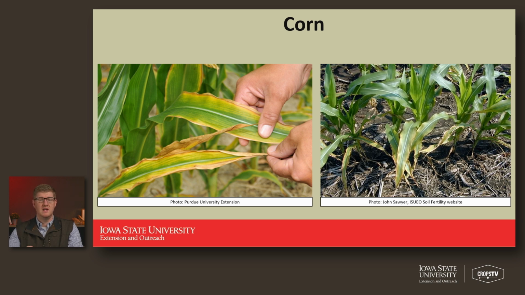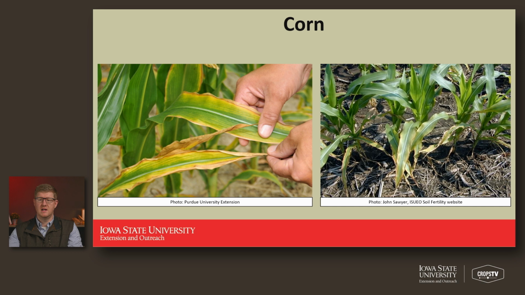You can notice that yellowing that started on the edges. Actually, if you focus on the picture on the left, you can see that the edges have actually started to die. We call that necrosis. And you see that the yellowing of the leaves, or the chlorosis that's happening, is making its way in towards the midrib of the leaf.